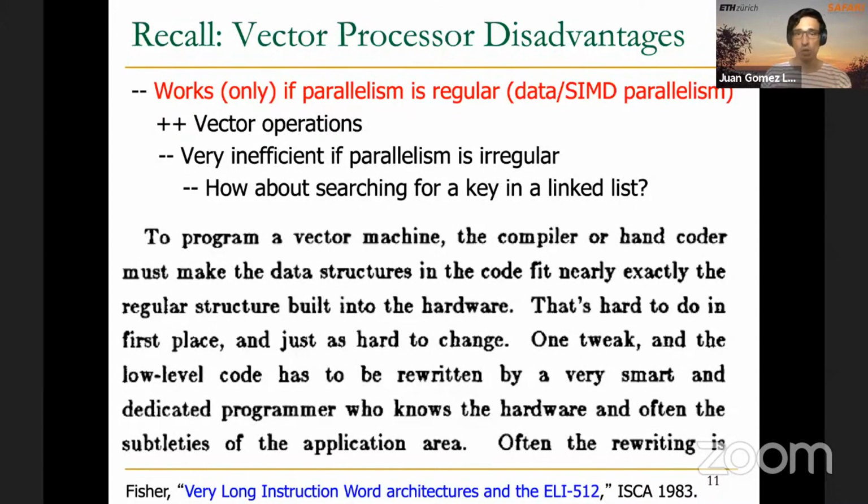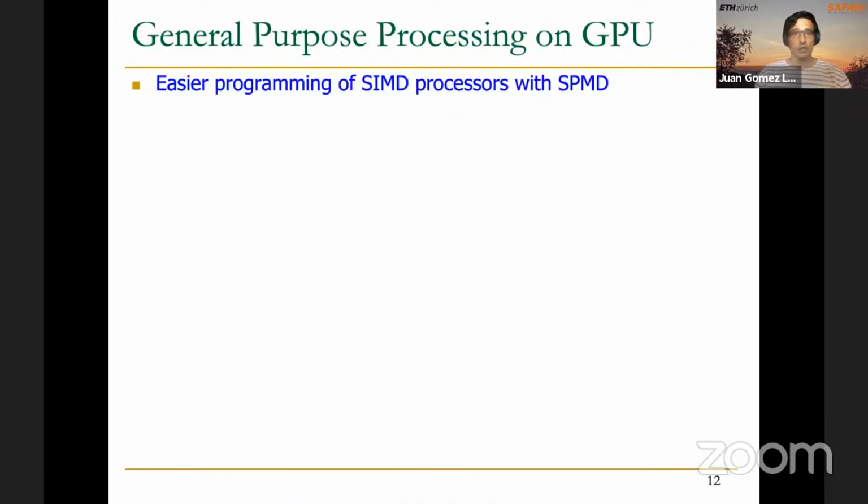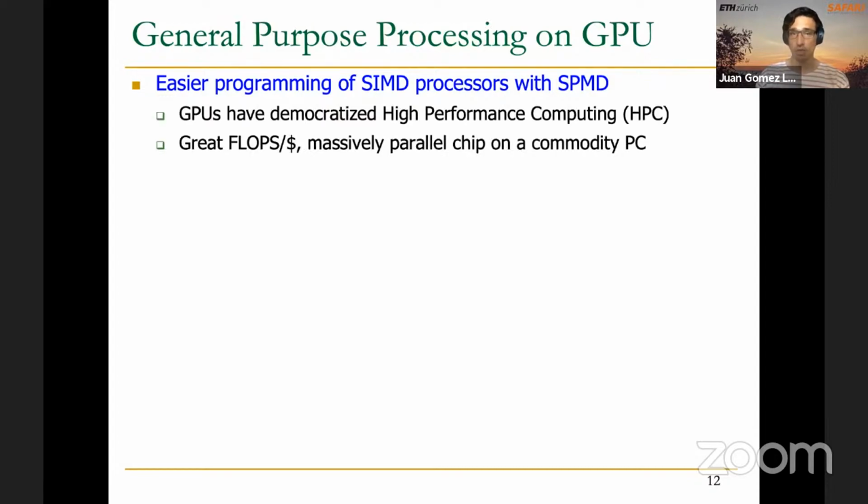And programming using the SPMD programming model, as we discussed in the previous lecture, makes programming GPUs much easier than it used to be to program SIMD engines or SIMD processors. So general purpose processing on GPU: easier programming of SIMD processors with SPMD, the single program multiple data programming model. GPUs were definitely a revolution more than 1 decade ago when they started to be used for general purpose computing in high performance computing applications, for example.